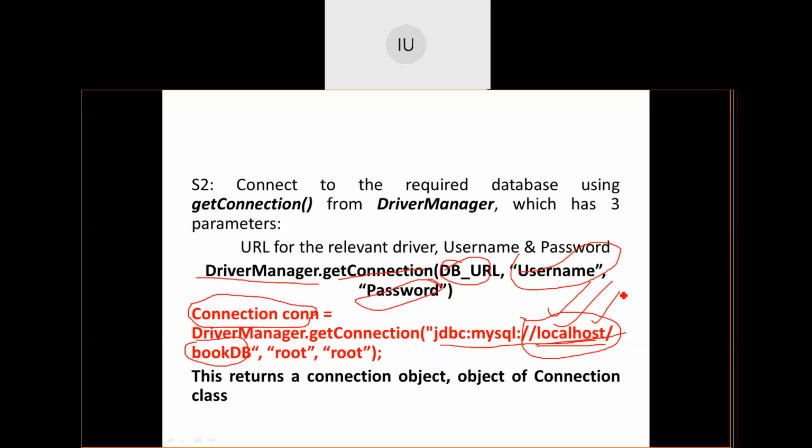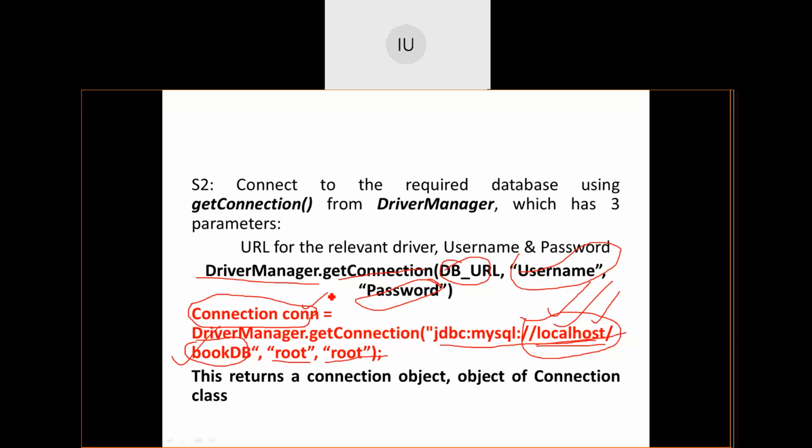Localhost is given for the sake that I am not buying any space online. Localhost slash. After the slash, I give the name of the database with which I want to get connected. For instance, I have given the username as root and password as root. If you don't have any username and password, you can very well keep them blank. So this returns a connection object.